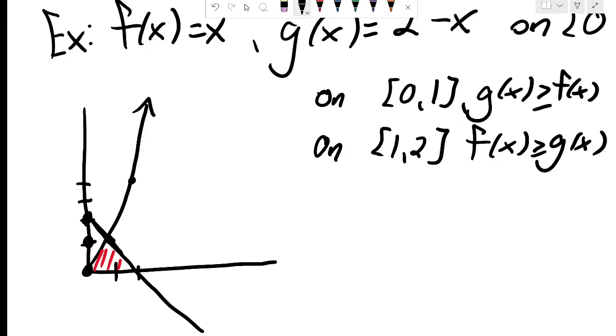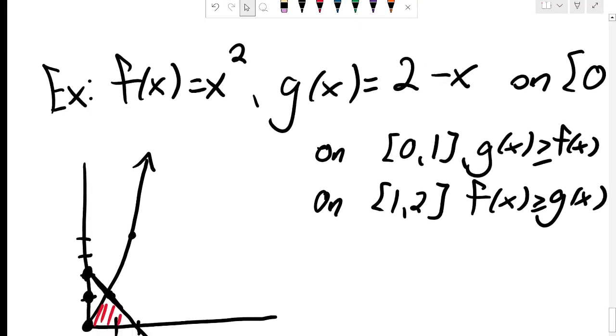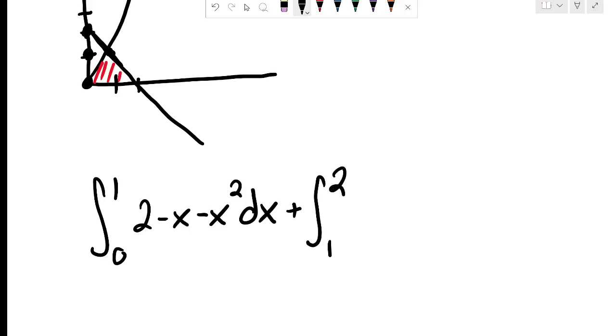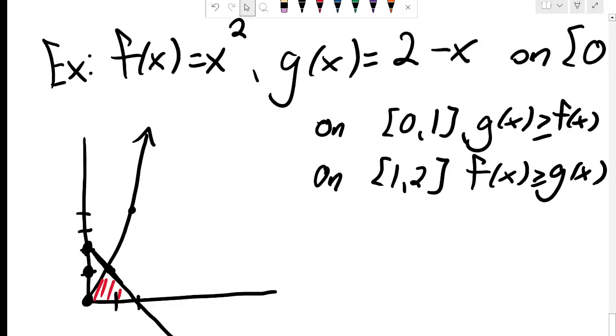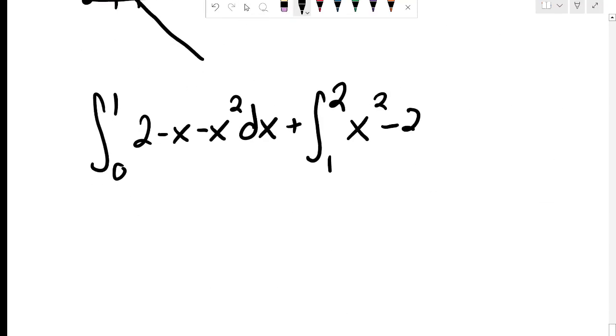So this is exactly how we want to take care of it. We want to break this up into two integrals, one doing g of x minus f of x, and the other doing f of x minus g of x. So we'll do the integral from 0 to 1 of g of x minus f of x, so 2 minus x squared dx. And then we'll add on that second integral. Being able to break up the integrals like this is very useful. So this is going to be x squared minus 2 plus x dx.